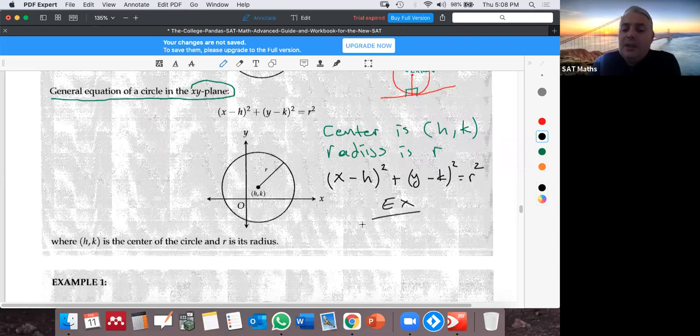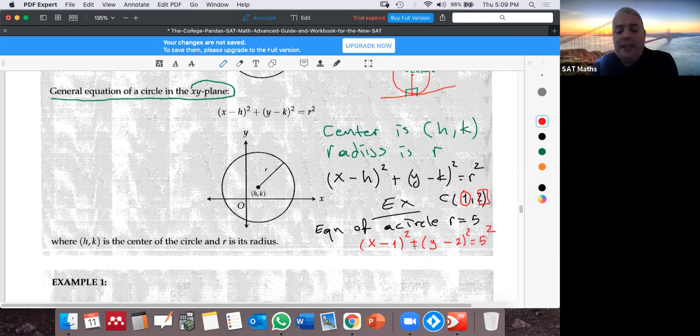Example: write the equation of a circle. Center is 1 comma 2, radius is 5. How can I write it? Answer: (x minus h) squared plus (y minus k) squared is equal to radius squared. That's it.